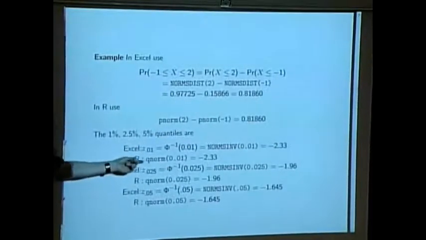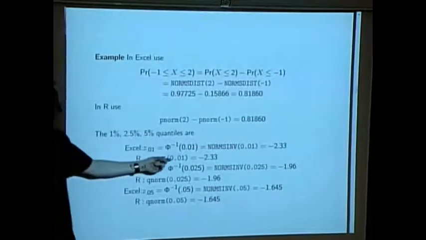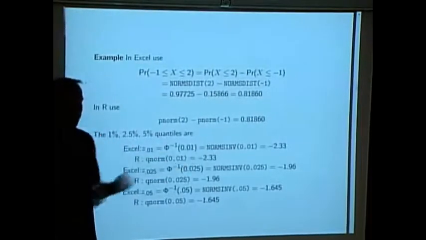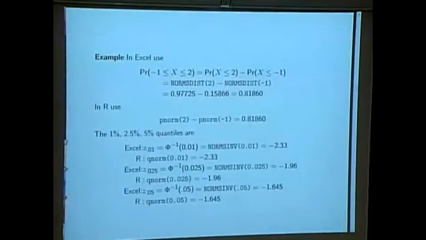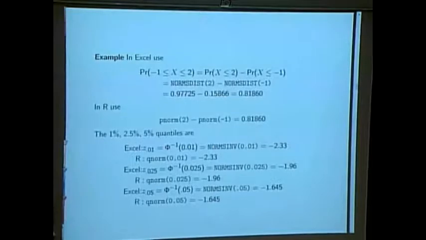In R, you would use the qnorm function because you want to find the quantile. So you say qnorm of 0.01, and it gives you exactly the same answer. Okay, and so on and so forth. So those are the simple computations that you would do in Excel and R.